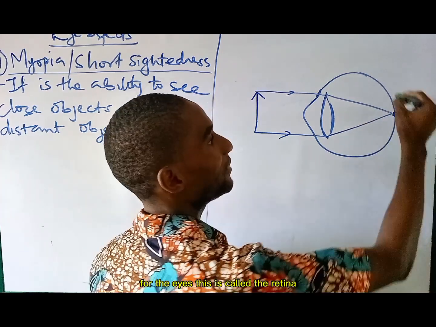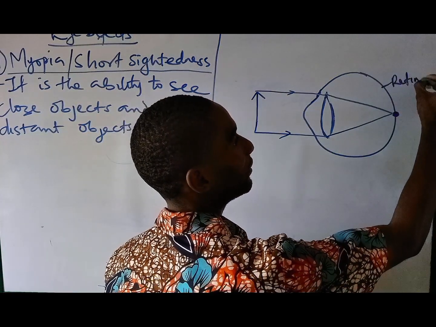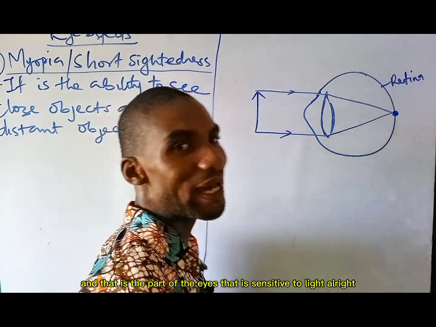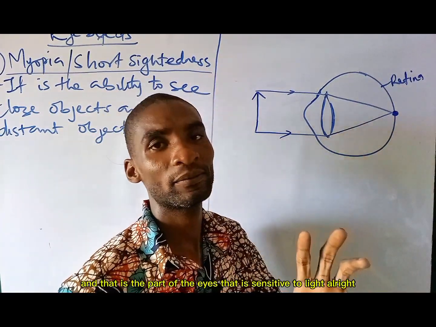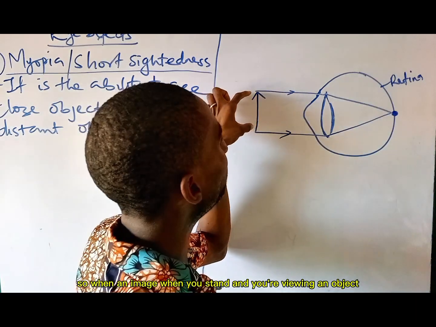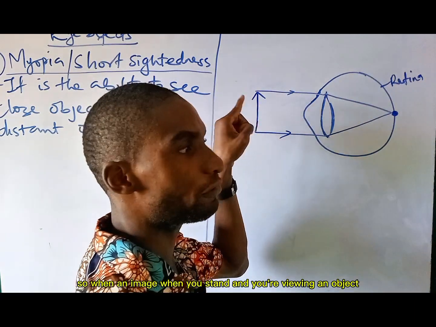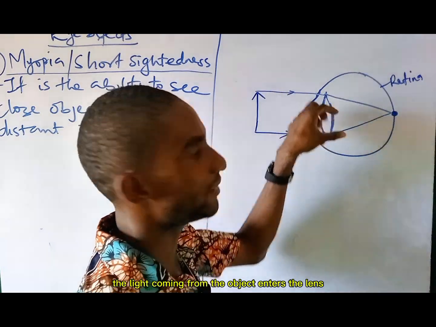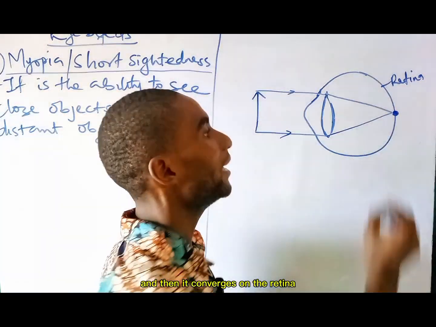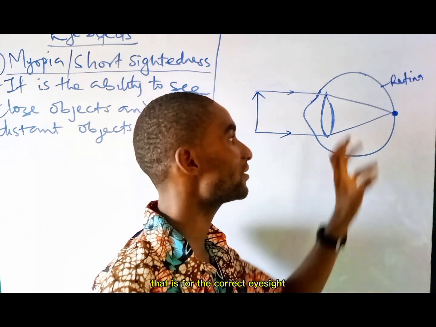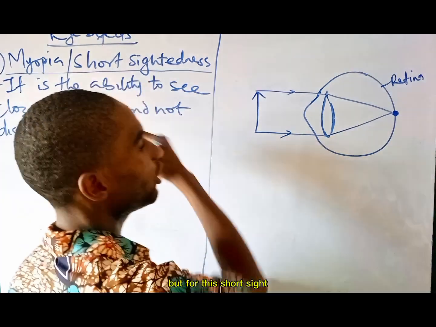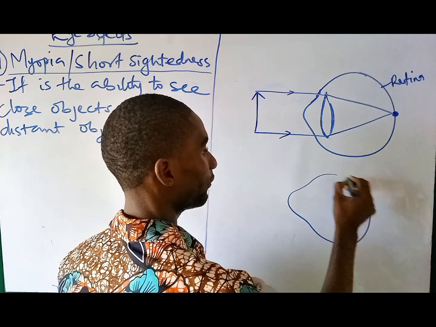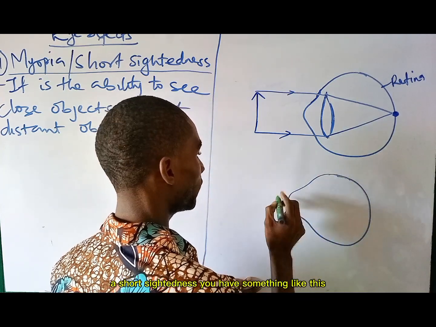So this is what you're supposed to have for a normal eyesight. For the eyes, this is called the retina. The retina is the inner layer of the eyes, and that is the part of the eyes that is sensitive to light. Alright, so when you stand and you're viewing an object, the light coming from the object enters the lens, and then it converges on the retina, and the image is formed on the retina. That is for the correct eyesight. But for this short sight, what now happens is that you have something like this, for short-sightedness. You have something like this.